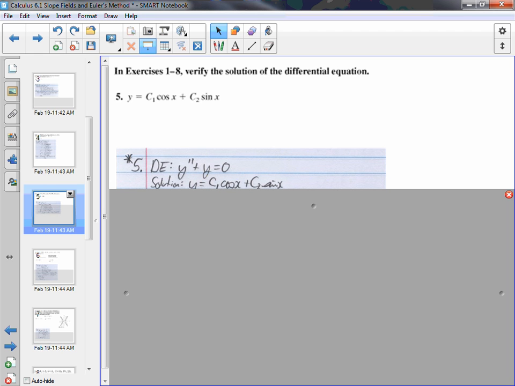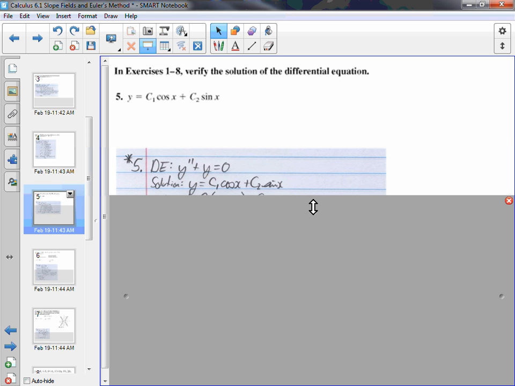Verify the solution. So there is no possibility of getting a no. That is a solution. We have to just prove it. Okay? So for number 5, they give us, and I think they give this to us backwards, I want the DE first. In the second column, they give us that the differential equation for this problem is y double prime plus y equals 0. In the first column, they've given us the solution, which is y equals C1 cosine x plus C2 sine x.